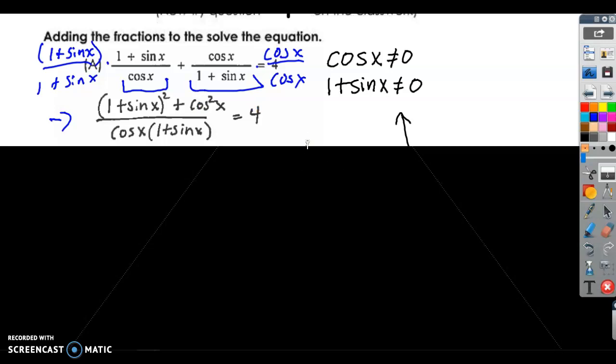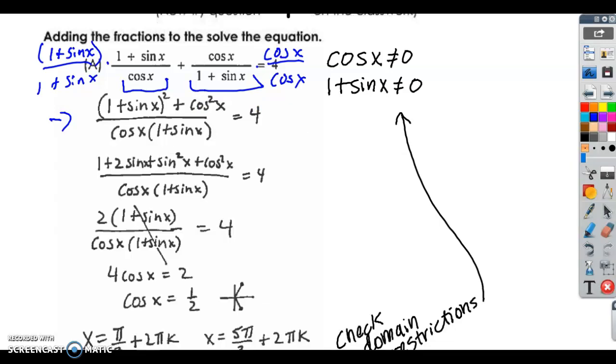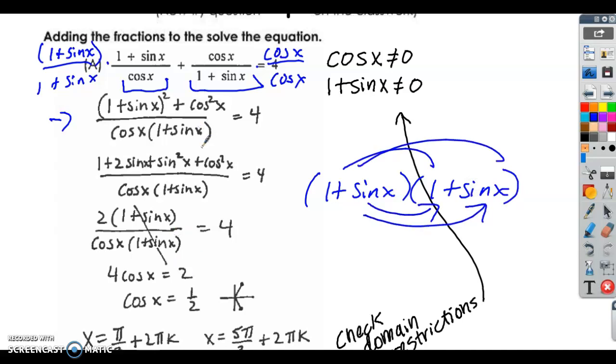Okay, so now take a look at that. When you FOIL this out, because this is 1 plus sine of x times 1 plus sine of x, you've got to FOIL all that out. And in doing so, you have all of these terms here plus this cosine squared. Now, we know that sine squared plus cosine squared equals 1. So this ends up just being 2 sine of x plus 2. If you factor that 2 out, we end up with 1 plus sine of x in the numerator and 1 plus sine of x in the denominator that will cancel, because this is a factor and this is a factor. They're being multiplied, so we can cancel them. We still have that equal to 4.